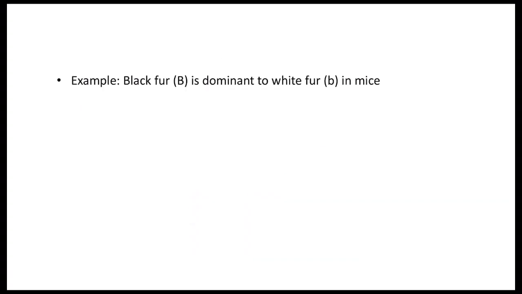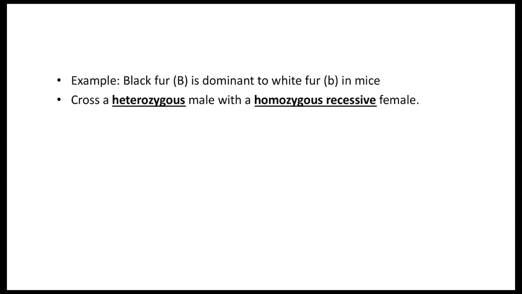So for example, we have black fur, capital B, is dominant to white fur in mice, which is a lowercase b. So cross a heterozygous male with a homozygous recessive female. So let's break this down a little bit.